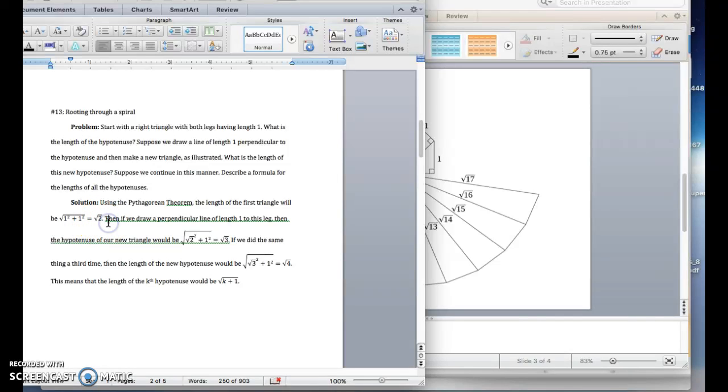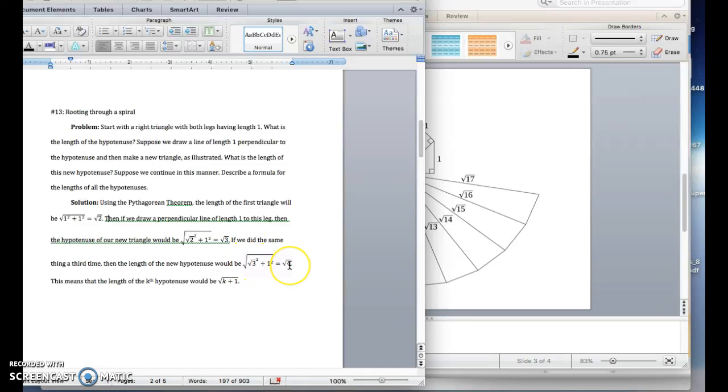Then if we draw a perpendicular line of length 1 to this leg, like the problem says, you get a square root 2 by 1 triangle. So if you do square root 2 squared plus 1 squared and square root that, you'll get square root 3. Again, add another length of 1 to that, so it'll be the same thing: square root 3 squared plus 1 squared, square root that.